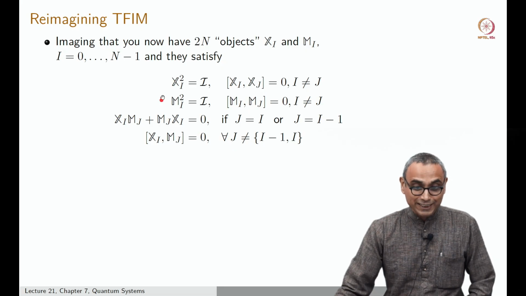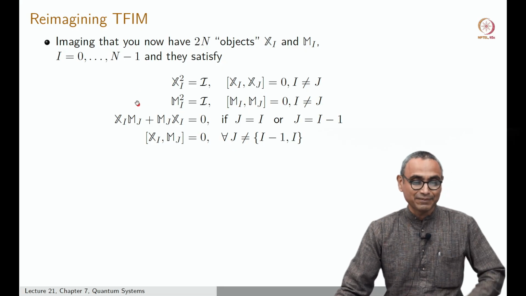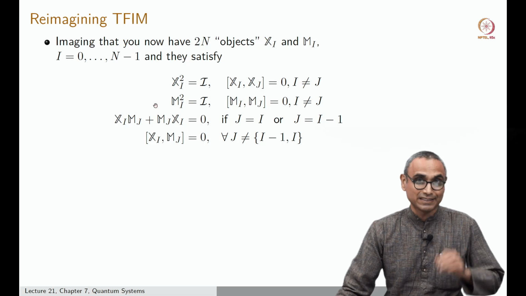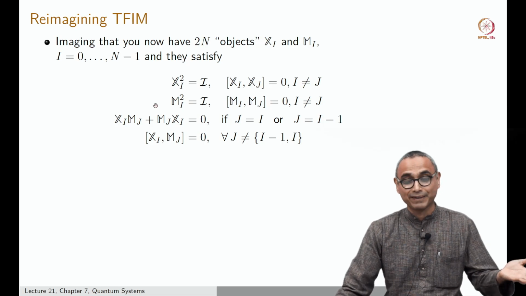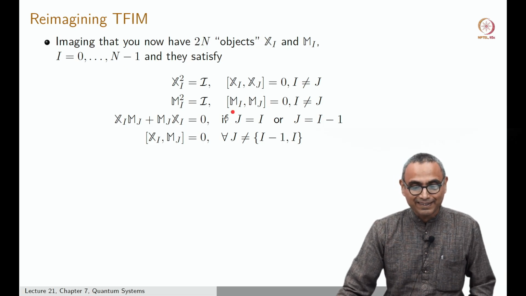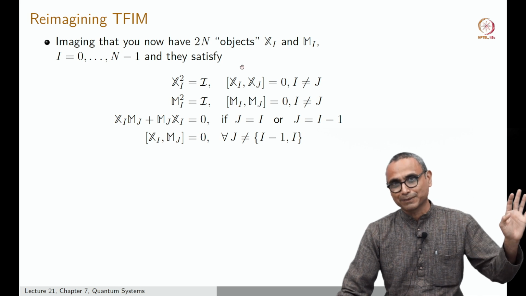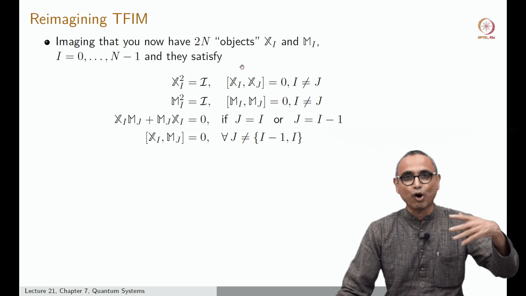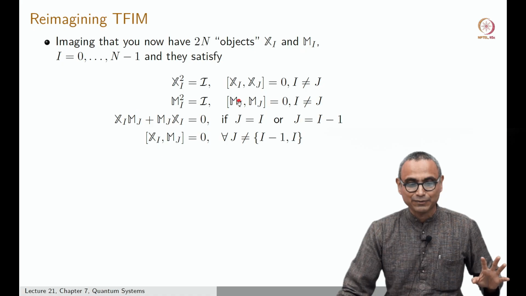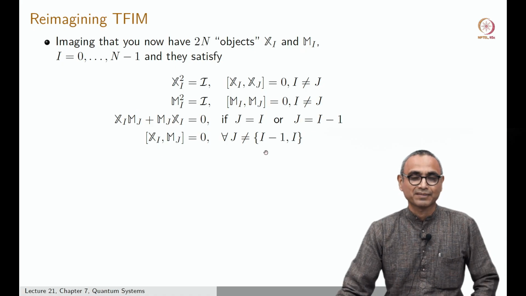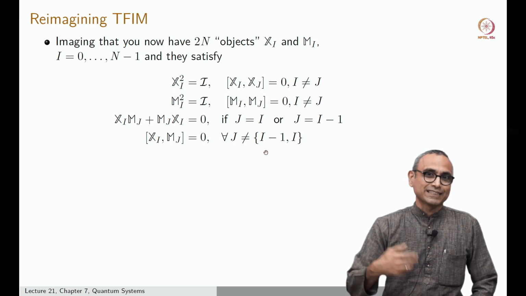Okay. I am using the same notation, but the sense in which they are written on this slide is different from the sense in which they are written on the previous slide. Here we did not start with the qubit Hilbert space, rather we said that there are objects that satisfy these conditions, right. So I can give you an example.